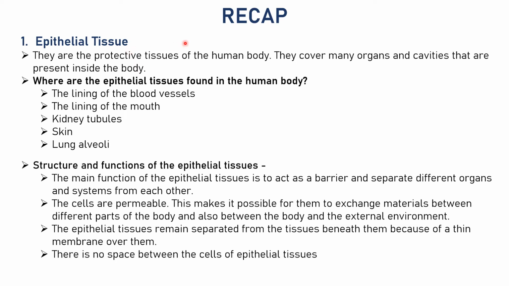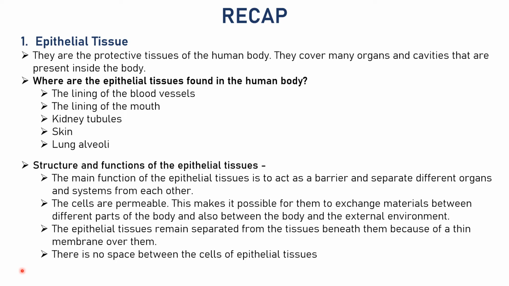Epithelial tissues are protective tissues of the human body. They cover main organs and cavities, we have discussed, right? Where is the epithelial tissue found in the human body? Lining of blood vessels, lining of mouth, kidney tubules, skin and lung alveoli, right? Then the structure and function of epithelial tissue.